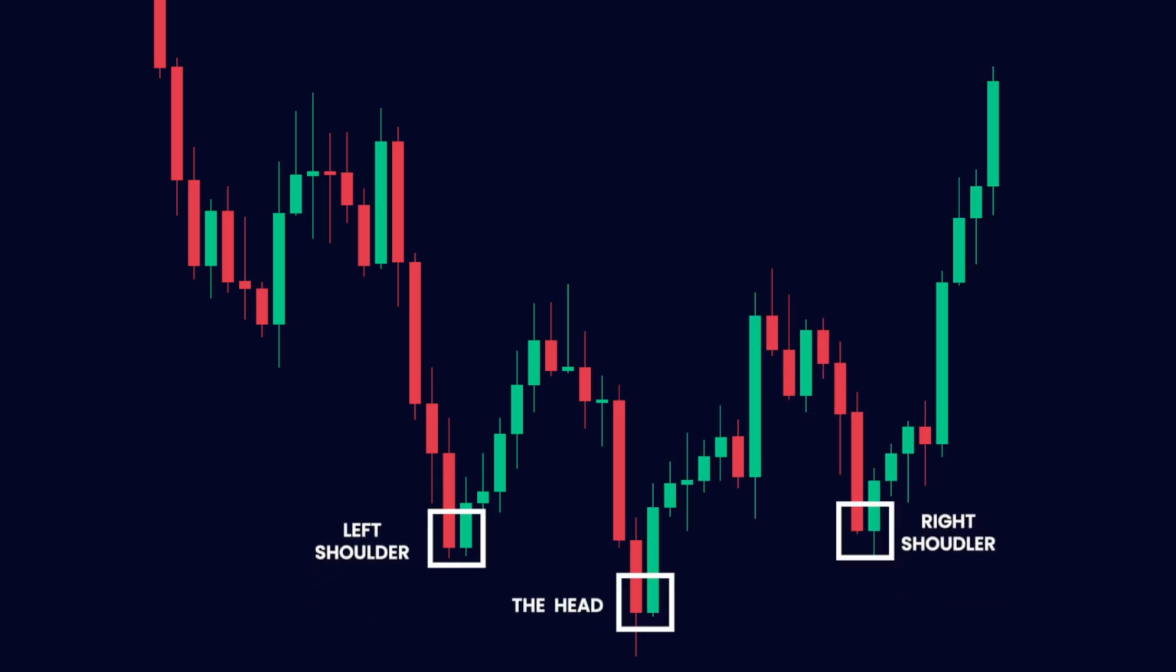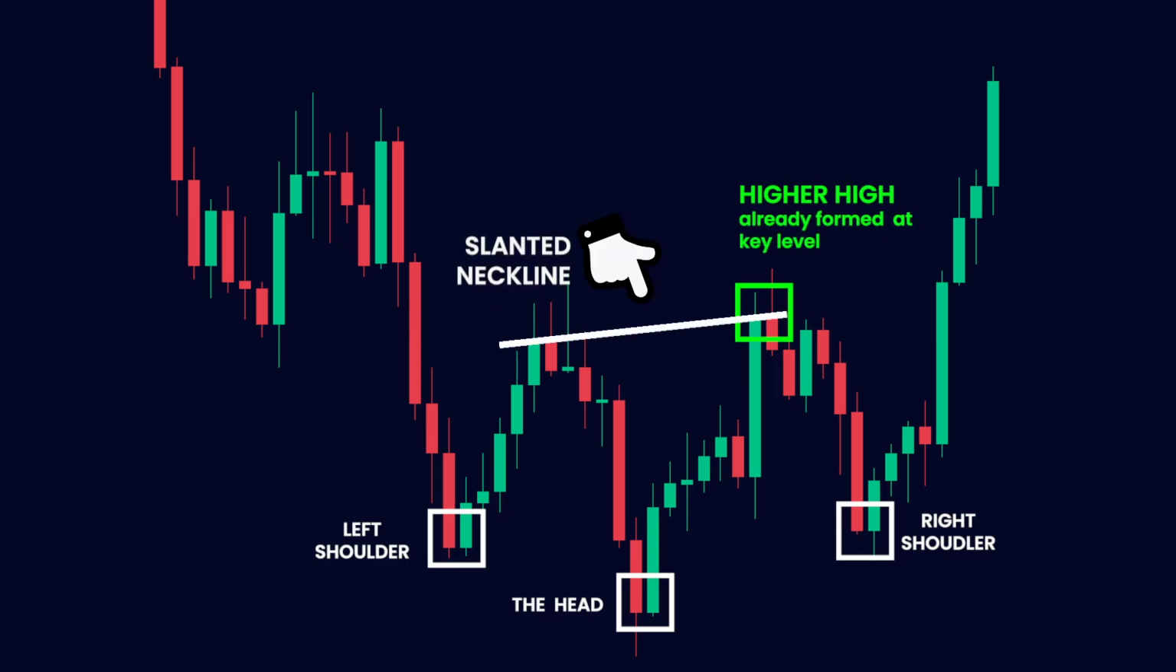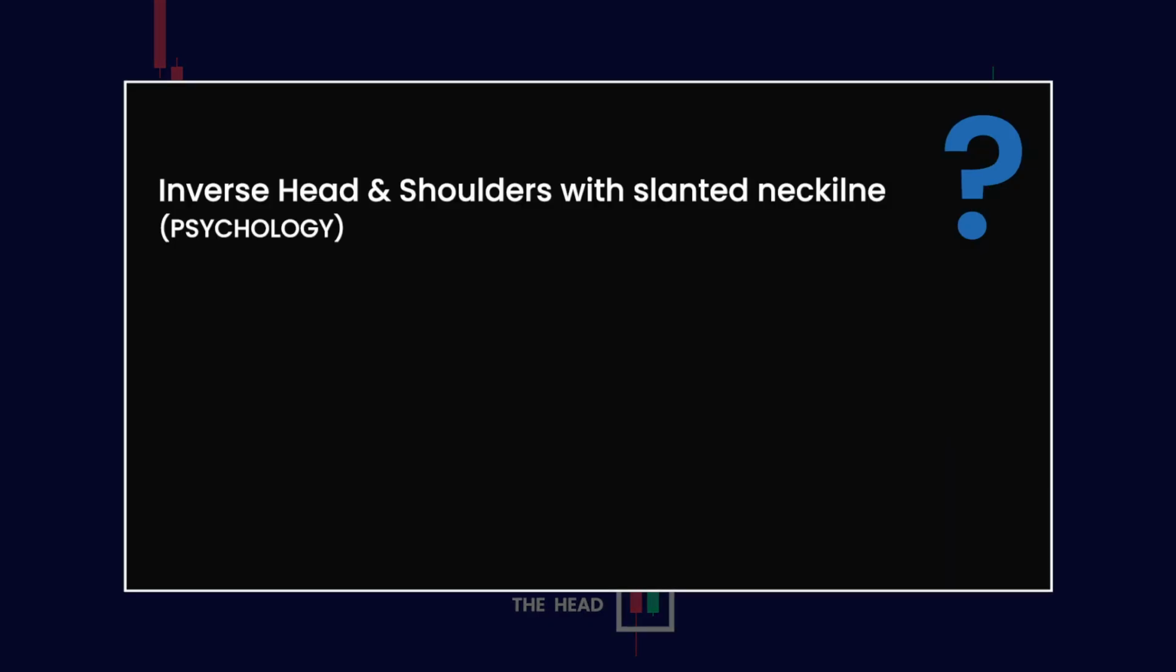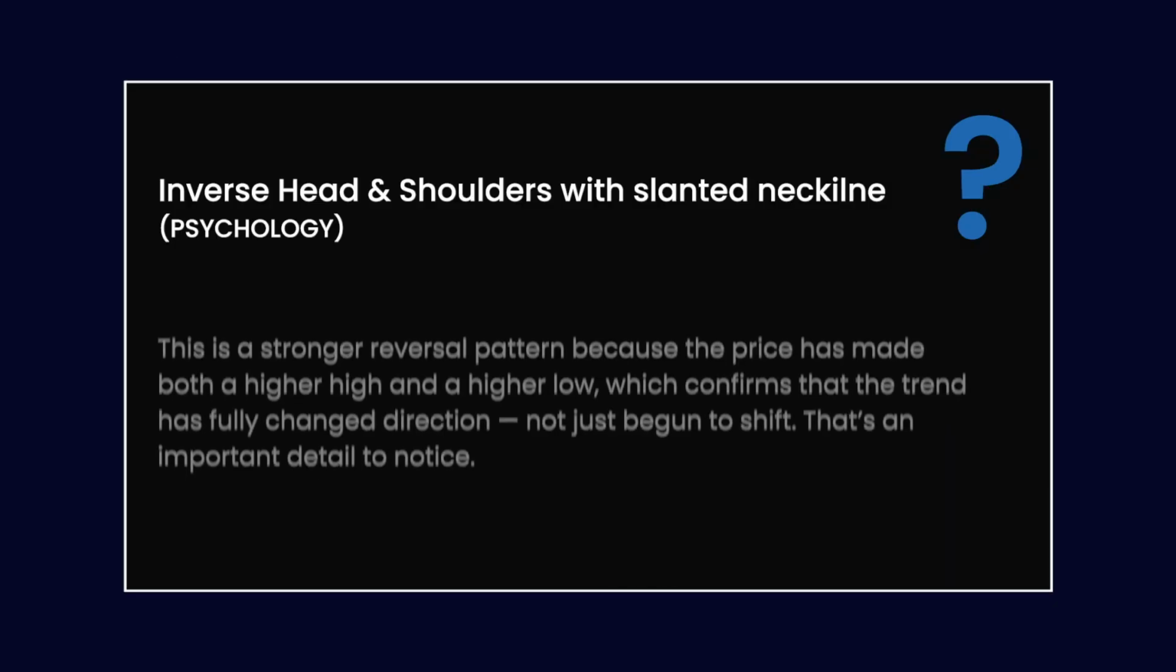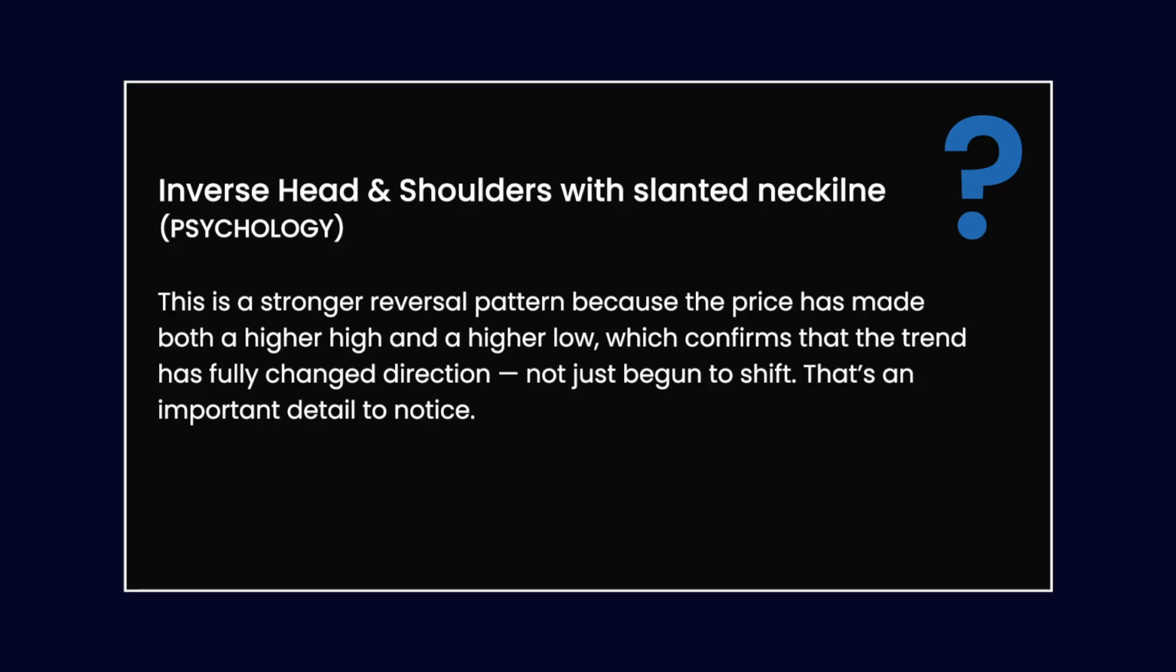In this setup, price has already made a higher high, causing the neckline to slope upward. This setup is considered more reliable because the trend change is already in progress, with both a higher low and a higher high already in place.